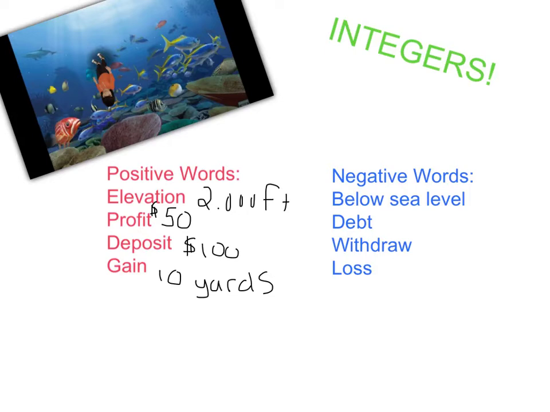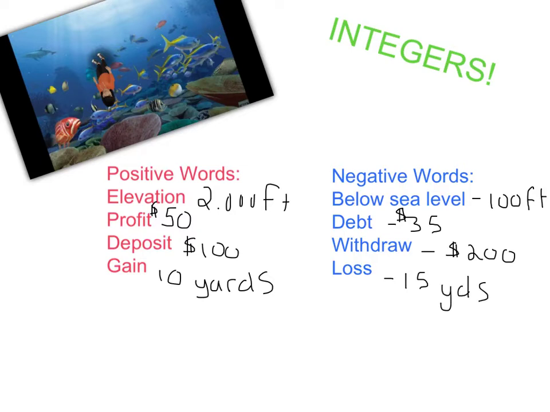And now negative examples. If you're below sea level, maybe you're below sea level 100 feet, so that would be negative 100 feet. Debt: maybe you owe someone else money, so you are negative $35. Withdraw: maybe you're taking money out of the bank, maybe you're taking out $200. Or there's a penalty, so you just lost as a team 15 yards. So you have to go backwards 15 yards, negative 15 yards. So here are examples of integers in the real world.